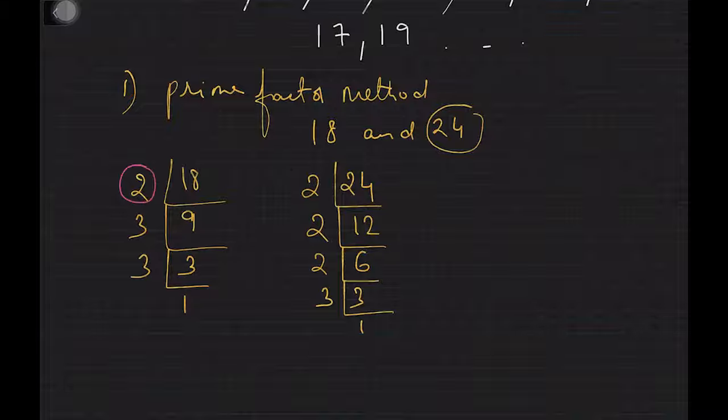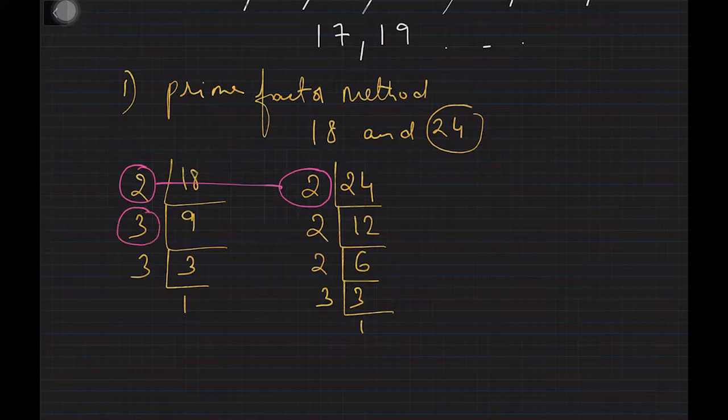So 2 gets mapped to 2 on the right hand side. So 2 is mapped to 2. Next is 3 we have, and do we have a 3 on the right hand side? We have a 3. So 3 is mapped to 3 only. You cannot map it to any other number. 3 has to be mapped to 3 on the right hand side.